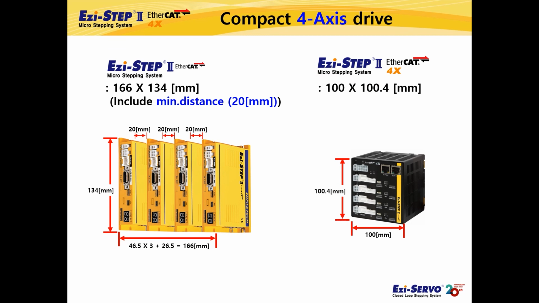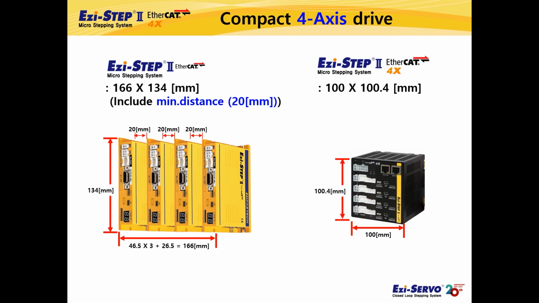For example, when compared to installing 4 Ezi-STEPII EtherCAT, which is FASTECH standard product, installing Ezi-STEPII EtherCAT 4X only needs half space for installation. If you see 4 standard products stacked on the left, the width is 166 mm and the height is 134 mm. This number is for simple comparison, and when you install the drives in actual machine, you might need more space because of cable wiring and space between products.